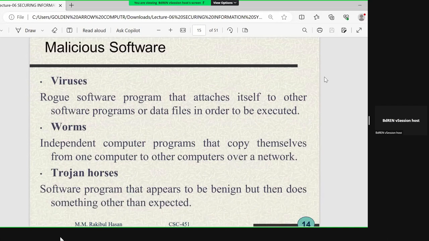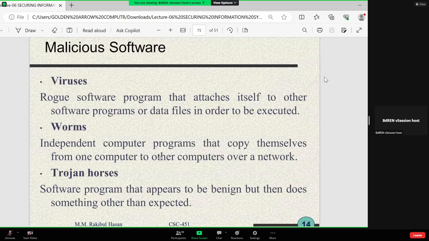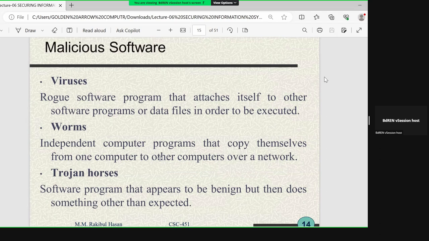Now we will discuss different types of malicious software. Malicious software means what? Malicious means harmful. So now we are going to learn about some harmful software. First of all, you can see virus. Do you have any idea what is the full form of virus?